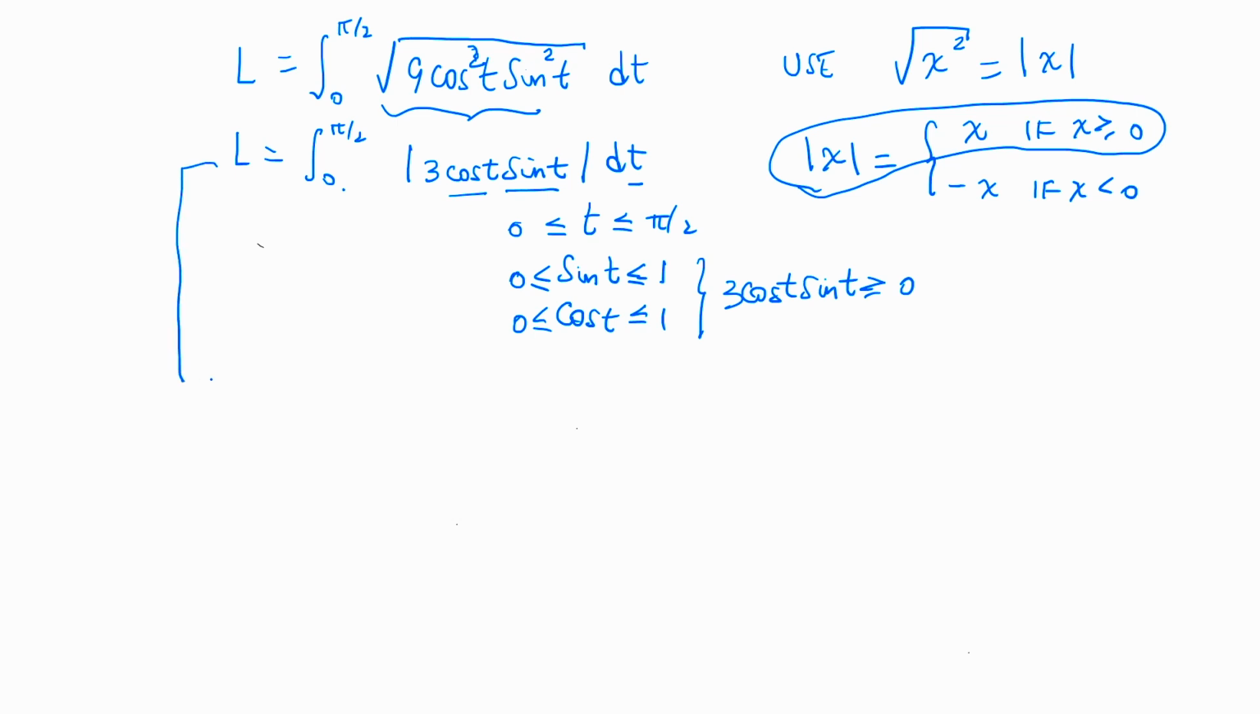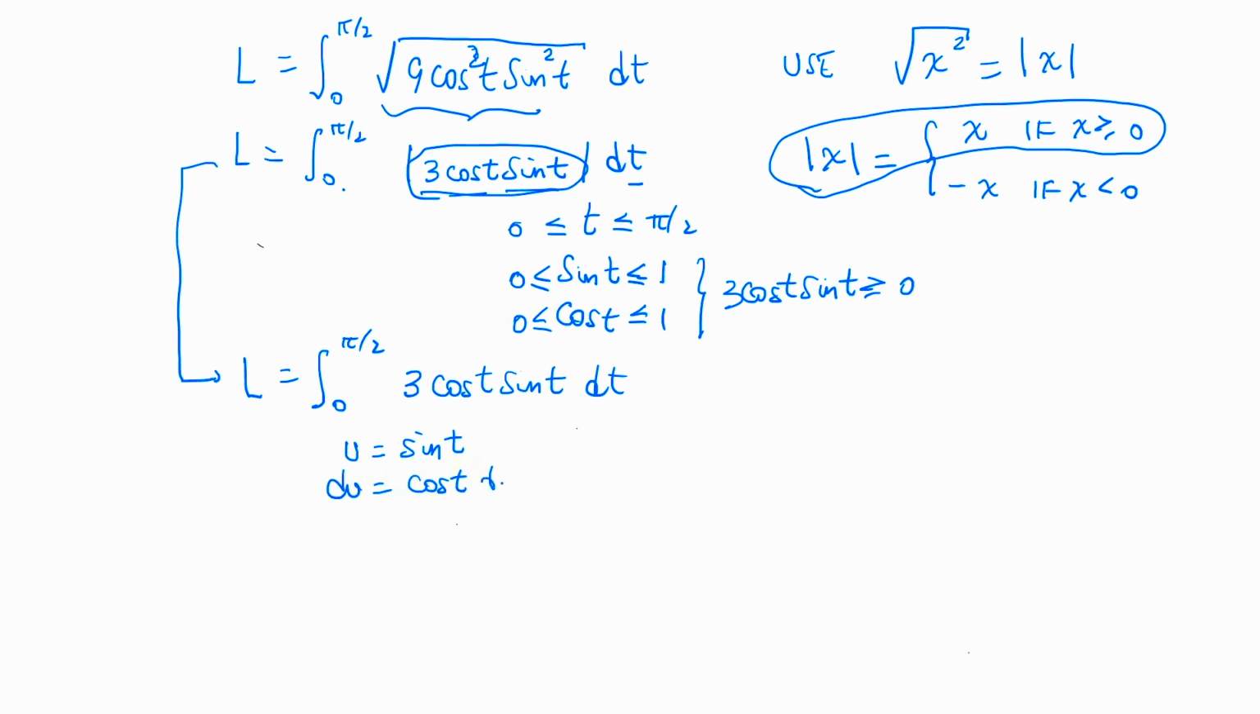And then we are going to write here L equals the integral from 0 to pi over 2, and now we can just get rid of the absolute value bars, because this expression is greater than or equal to 0. So its absolute value will be equal to 3 cosine of t sine of t. Now we integrate this integral. So now in here we can make a u substitution. We say u equals sine of t, and then du will be cosine of t dt. So now we write this integral in terms of this new variable u, and at the same time we are going to change the limits of integration.